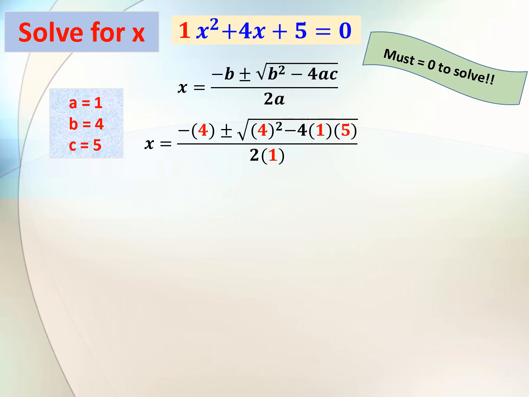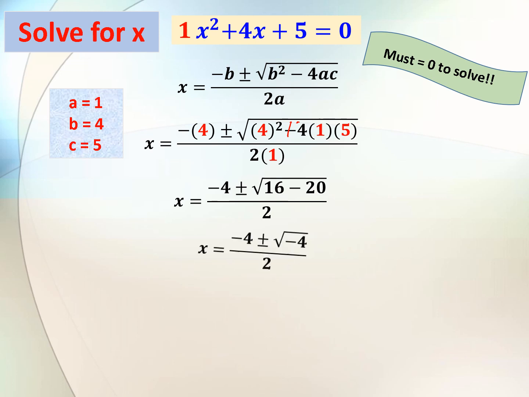So negative times positive 4, negative 4. 4 squared is 16. Remember, I'm going to make this plus a negative to not make a sign mistake. So negative 4 times 1 is negative 4, times 5 is negative 20, and 2 times 1 is 2. So now I get negative 4 plus or minus the square root of 16 minus 20 over 2. So all that's left is I need to subtract 16 minus 20. Well, that gets me the square root of negative 4.